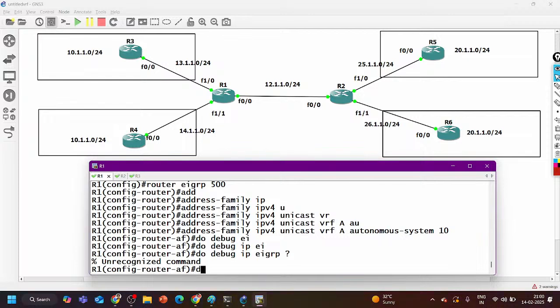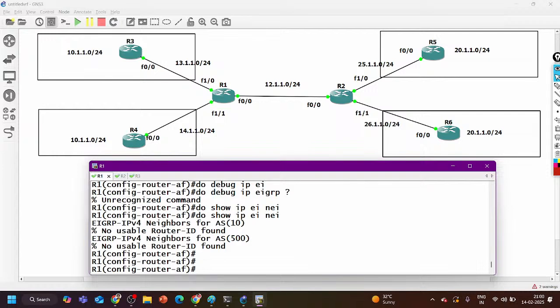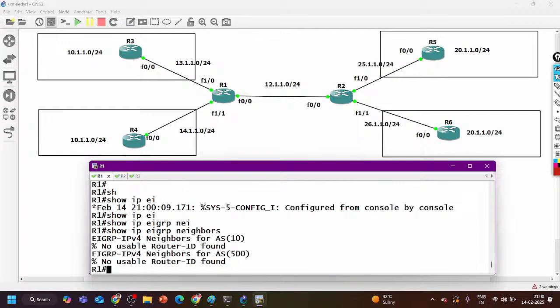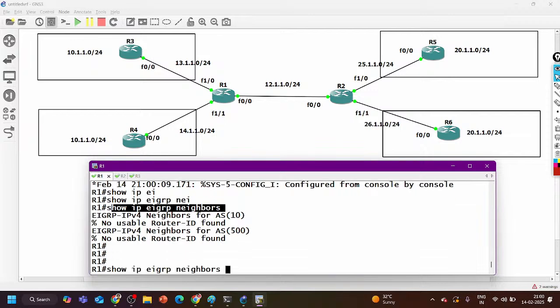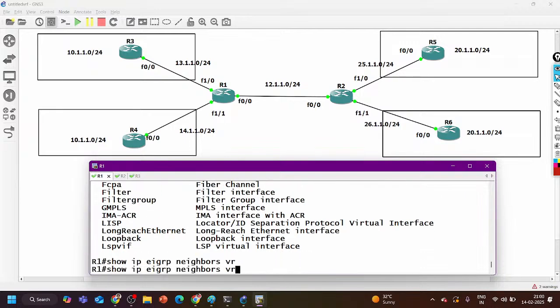But guys, show IP EIGRP neighbor. Do I have any neighbor here? No. With the help of this command, I am checking the EIGRP neighbor for IPv4, not for the VRF. So instead of running this command, run show IP EIGRP neighbor and then VRF.